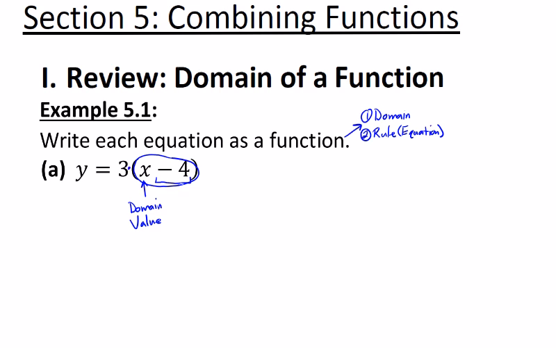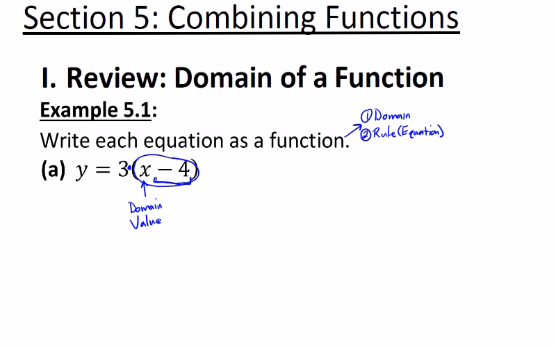Now, I can take any real number and subtract 4. And I can also take any real number and multiply it by 3. So these two operations, subtraction and multiplication, are not restrictive. They do not immediately eliminate real numbers. So the domain for this is going to end up being all real numbers.